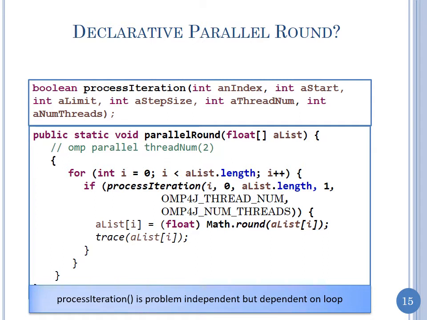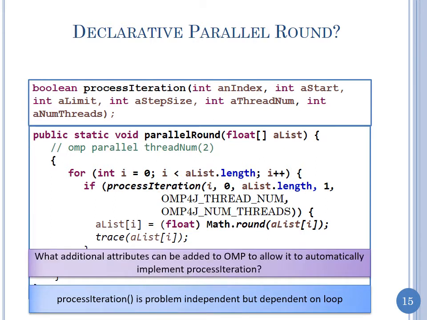So the key here is that process iteration itself is problem independent. I didn't have anything about round there, but it does depend on loop. So how might we go in, and there are multiple ways to do this, but supposing we were to design OMP and we know our constraints, we know how the syntax goes right now, how might I change the syntax to give OMP enough information to do something here automatically?